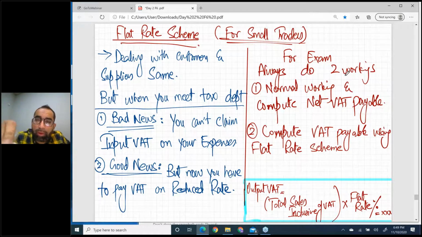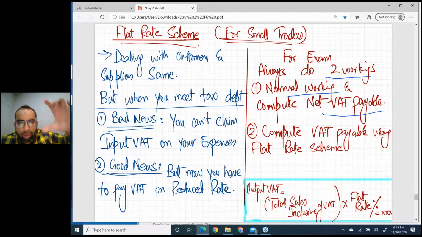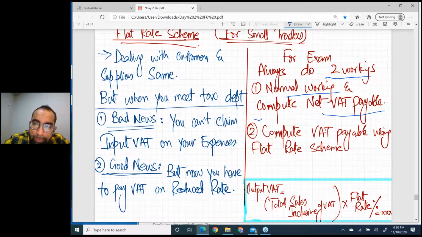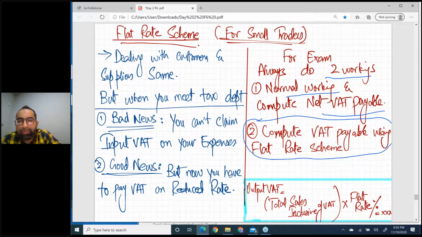For the exam, always do two workings. Number one, normal workings: compute net VAT payable. Normal working means make a normal VAT return, output VAT less input VAT. What we do normally, you remember, output VAT less input VAT is your normal VAT. So first of all, calculate net VAT payable using normal workings. And the second, this is the king step: compute VAT payable using the flat rate scheme.